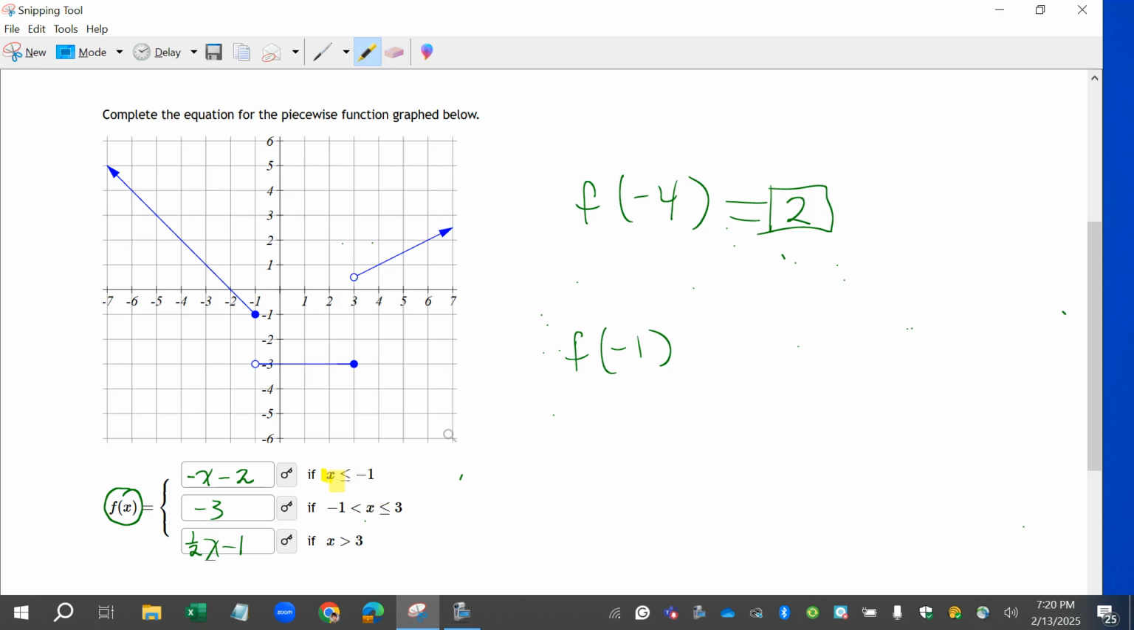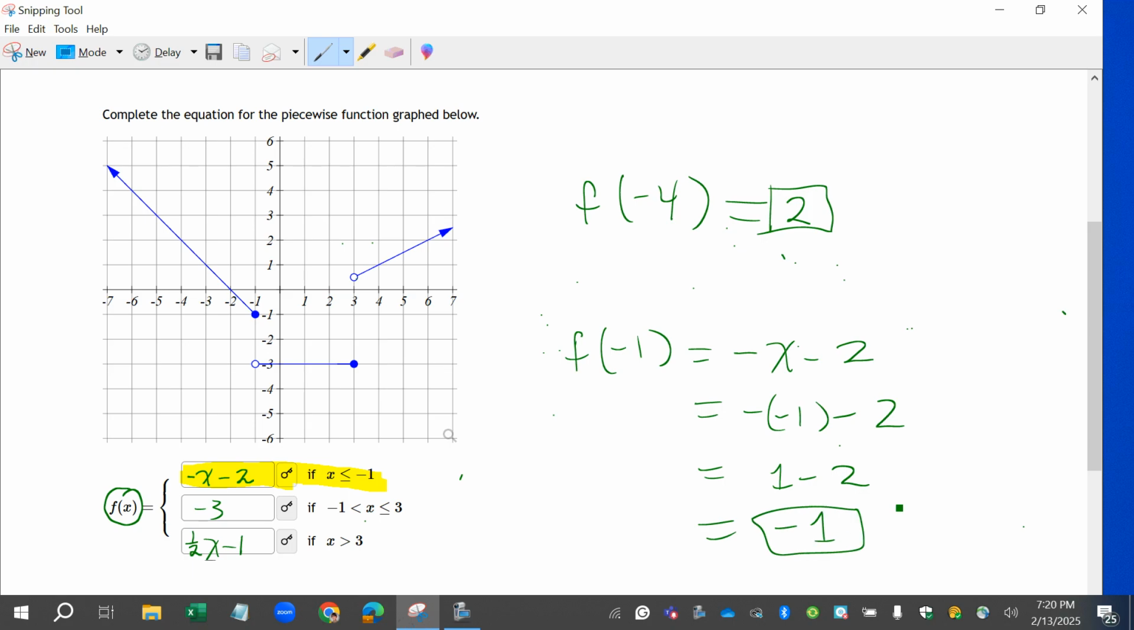So to find my answer, I'm going to write down negative x minus 2, and then I'm going to replace the x with negative 1 and simplify. So the double negative would become a positive, then 1 minus 2 equals negative 1. Okay, and if I was looking at the graph to answer the question, I would go to where x equals negative 1 and I would find the point that exists.